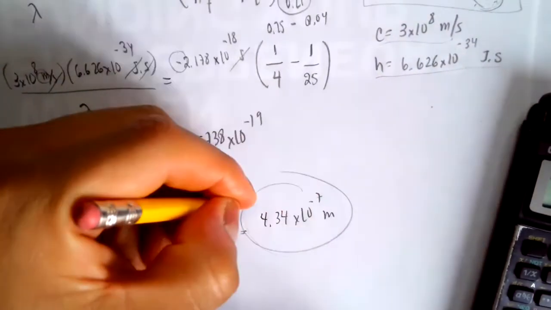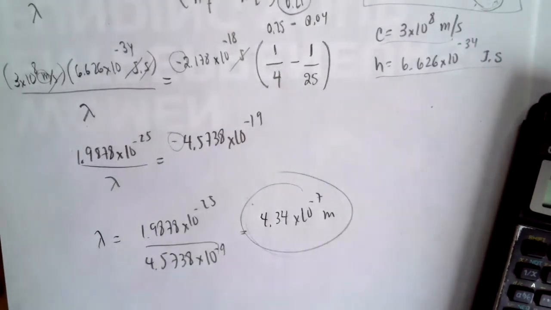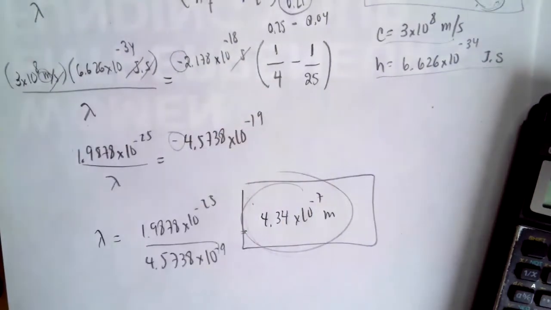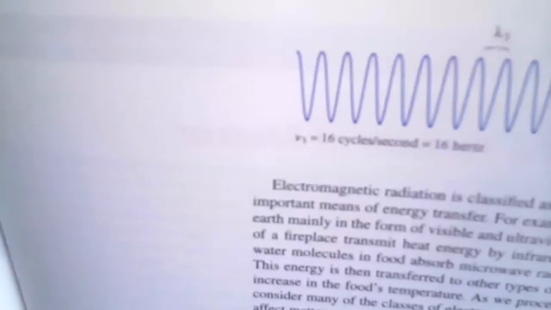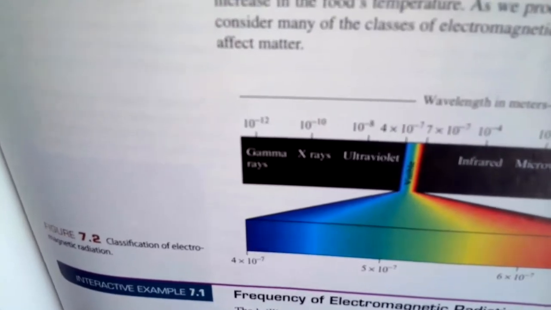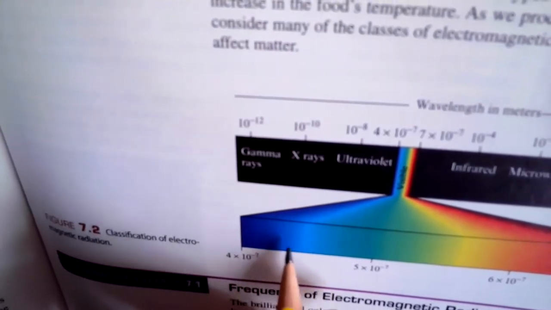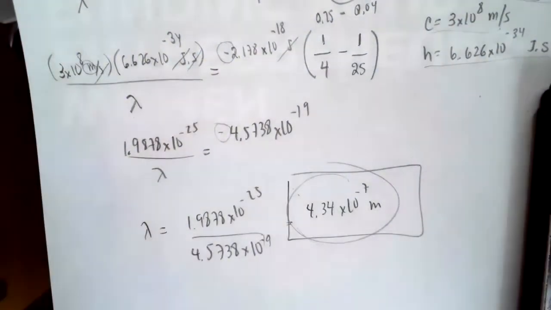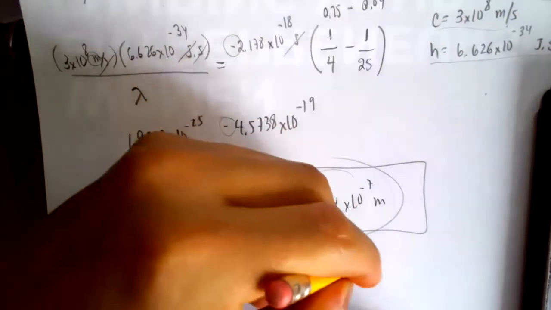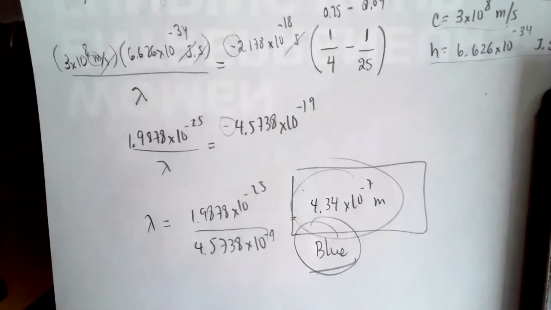Then I will have to see what the range is. I would say it's kind of a red color, but I will have to see what the ranges are for the light. Let's see, in the book we should have it. 4.34 times 10 to the minus 7, right? And here in the book, 4.33 should be around here. I'm in the blue range, the indigo range. So that should be more or less the color for this particular wavelength. Let's corroborate and see what we have.